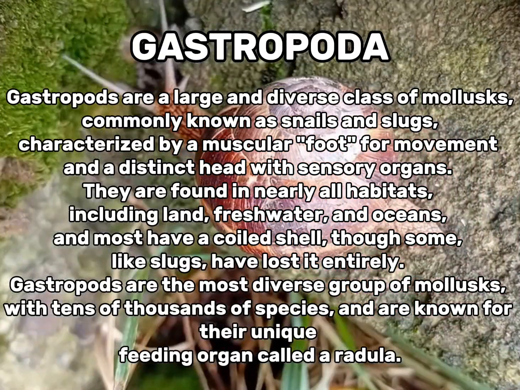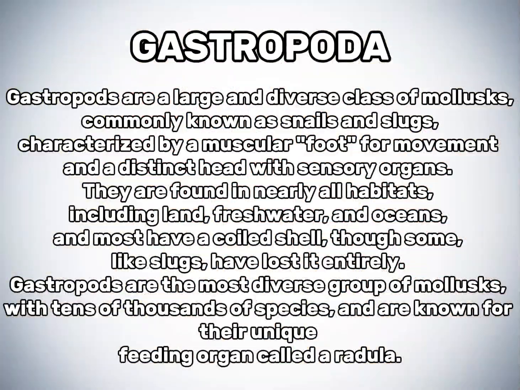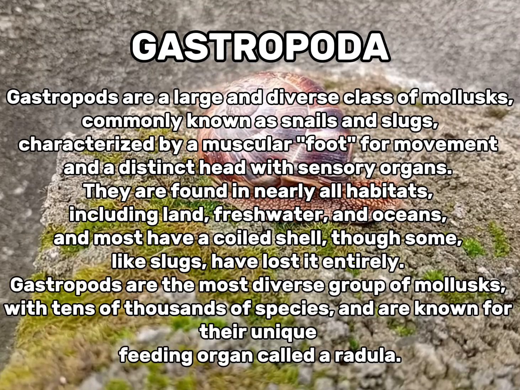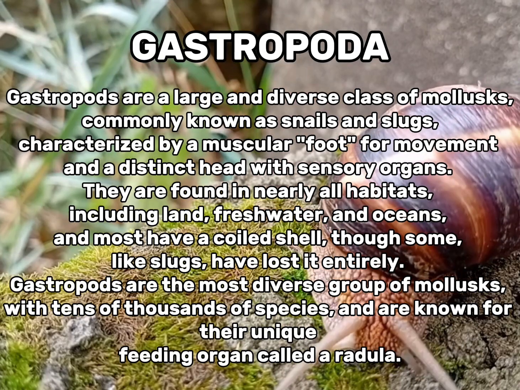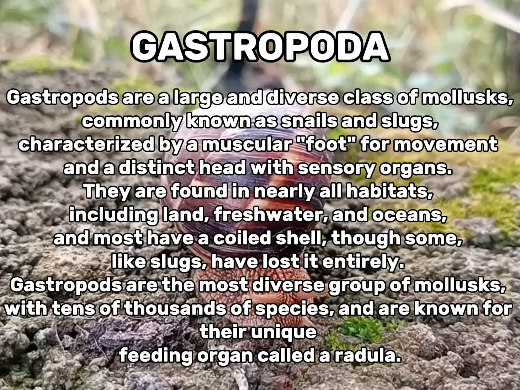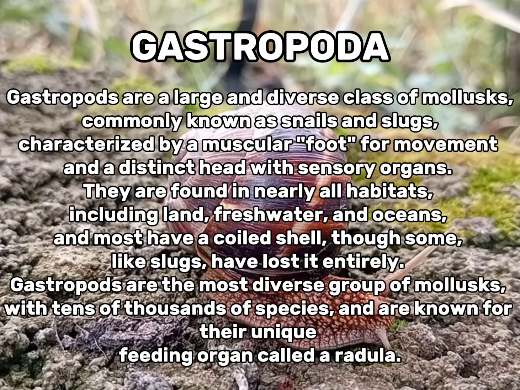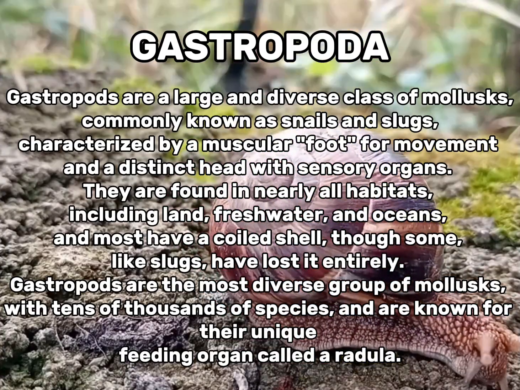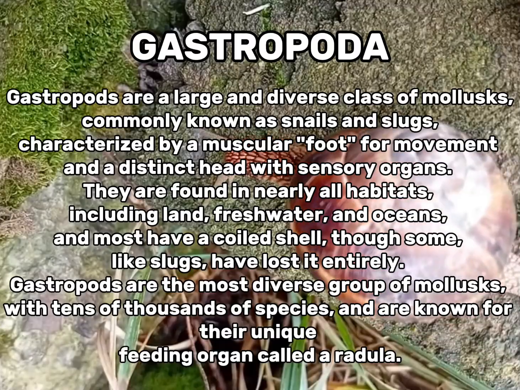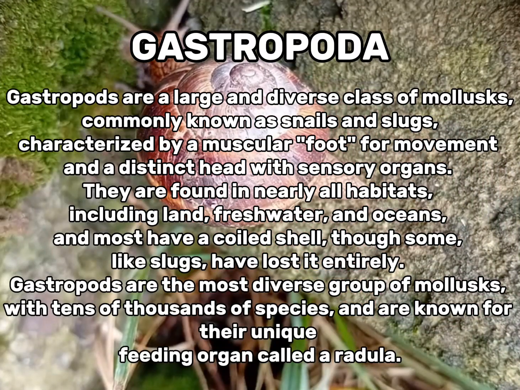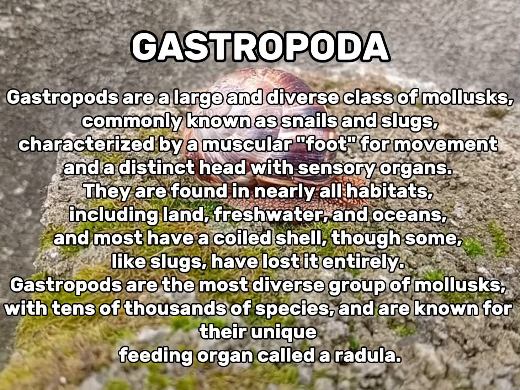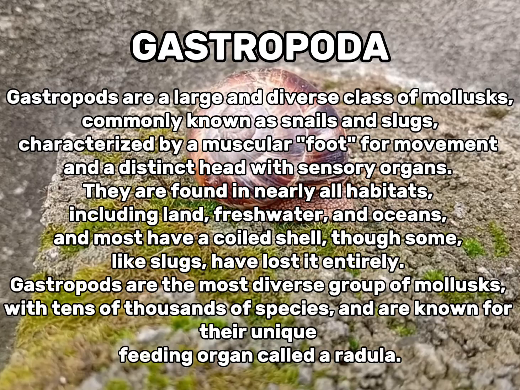They are found in nearly all habitats, including land, freshwater, and oceans, and most have a coiled shell, though some, like slugs, have lost it entirely. Gastropods are the most diverse group of mollusks, with tens of thousands of species, and are known for the unique feeding organ called a radula.